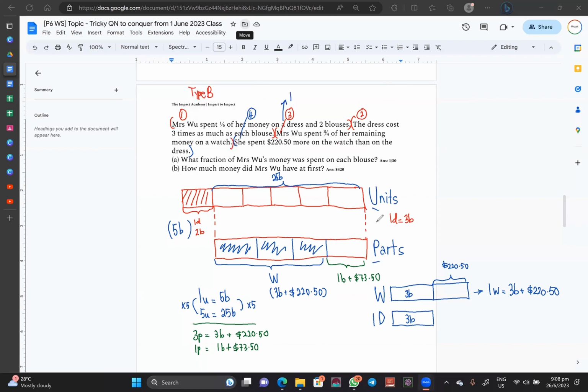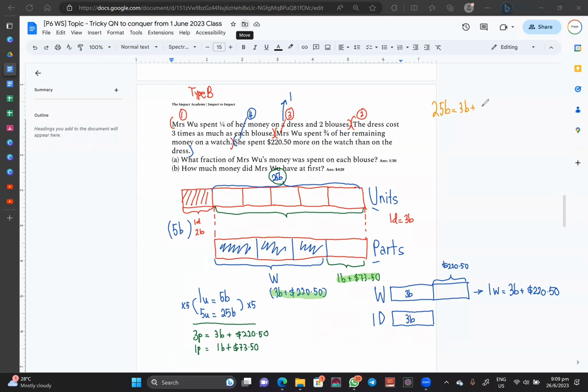Since you have found out all of this, you can actually find out this as well. So what I can say is this. I can say that 25 blouses is actually equals to 3 blouses plus $220.50 plus 1 blouse plus $73.50. So that's the first thing that I can do.